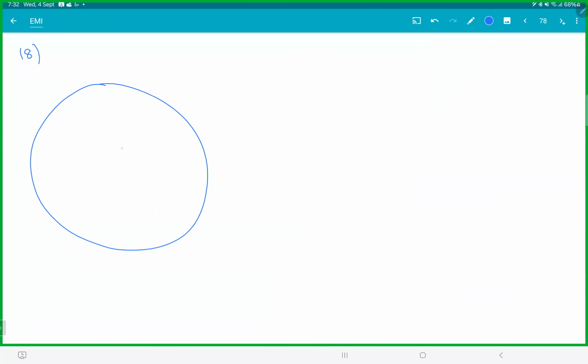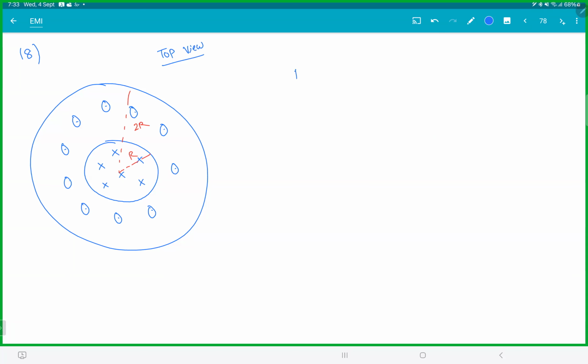Let's say we have a region like this. Here the field is into the plane, and here the field is out of the plane. The inner radius is r, the outer radius is 2r. Top view. The magnetic field B is given by B naught t into minus k cap, for r less than r. And this is B naught t plus k cap, same value but the direction has changed, for r between r and 2r. And it is 0 for r greater than 2r.